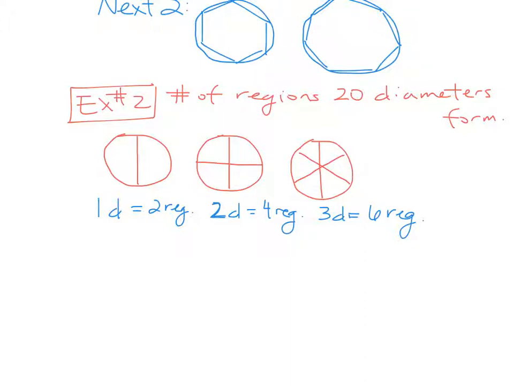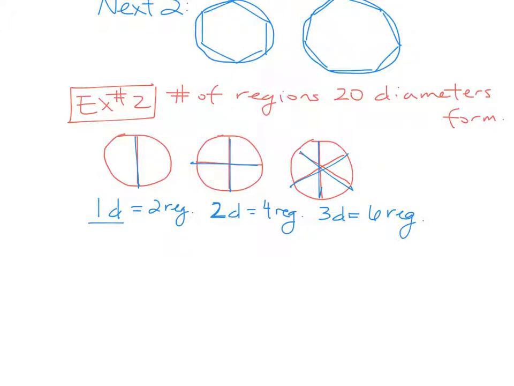Okay, so we're looking for a conjecture as to what you think the number of regions would be for 20 diameters. So if I know how many diameters there are, it's the amount of lines, right? The number of lines that go all the way through. Yep, so this is a diameter. These are diameters, all the lines that cut through.